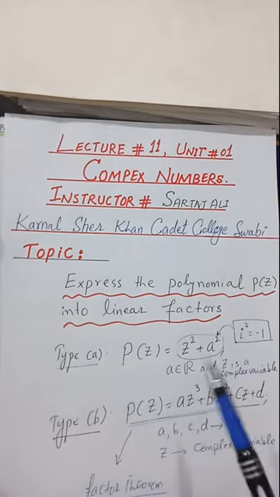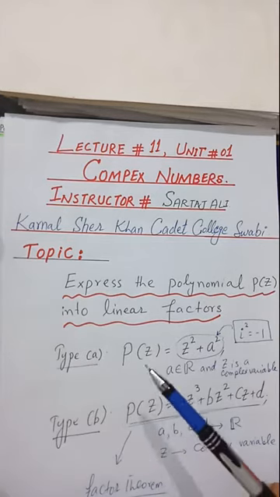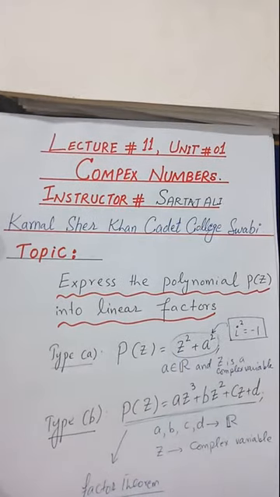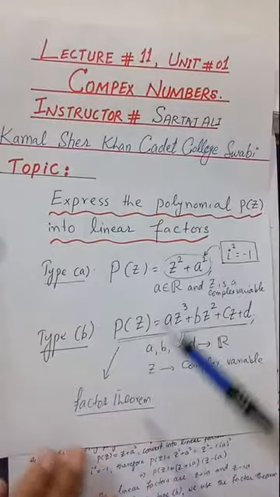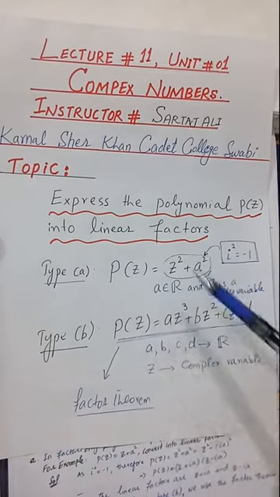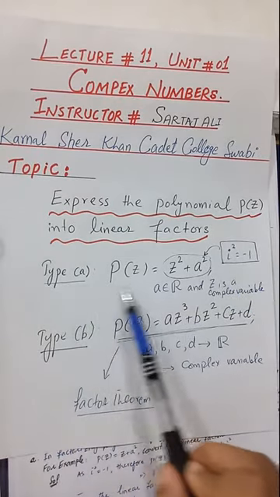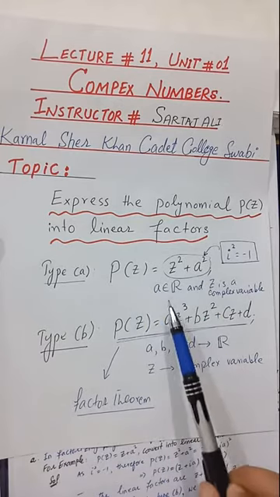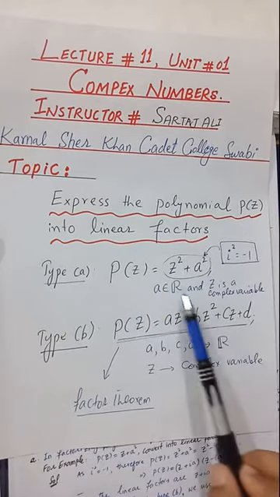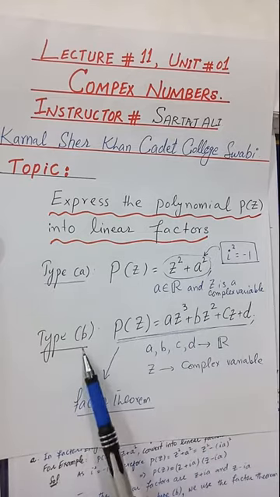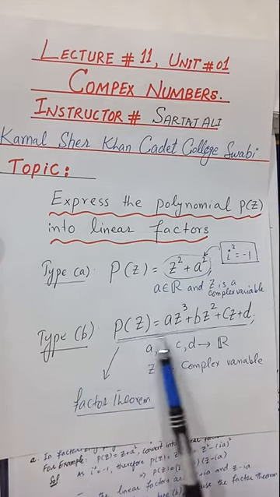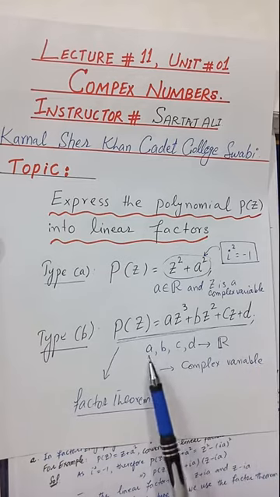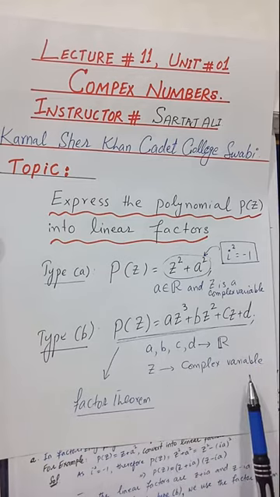Bismillahirrahmanirrahim. Assalamu alaikum. As we discussed in the previous video lecture, what is a polynomial, what are linear factors, and what is the factor theorem. That background knowledge will be used to convert type A polynomial, which is p of z equal to z square plus a square, where a is a real number and z is a complex variable, into linear factors, and type B polynomial, which is p of z equal to a z cube plus b z square plus c z plus d, where a, b, c, d are from the set of real numbers and z is a complex variable.